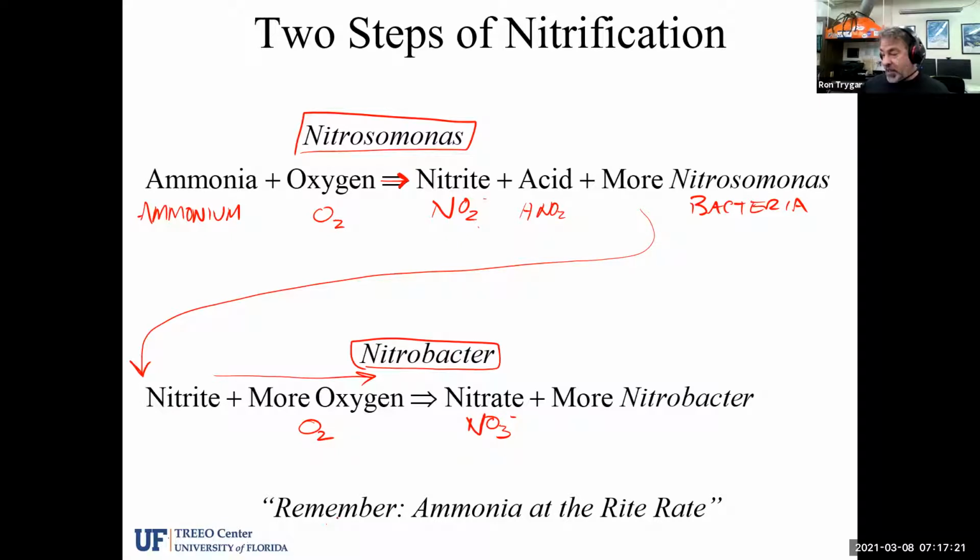And the little statement at the bottom here is a way for you to remember it. One of my students in the classes many years ago said this is how he remembered it, and coined this phrase: ammonia at the right rate. We always start off the process with ammonia because it starts with the letter A. So ammonia starts it, and then we have nitrite and then nitrate, ammonia at the right rate. So it's NH3, NO2, and NO3. Ammonia at the right rate.